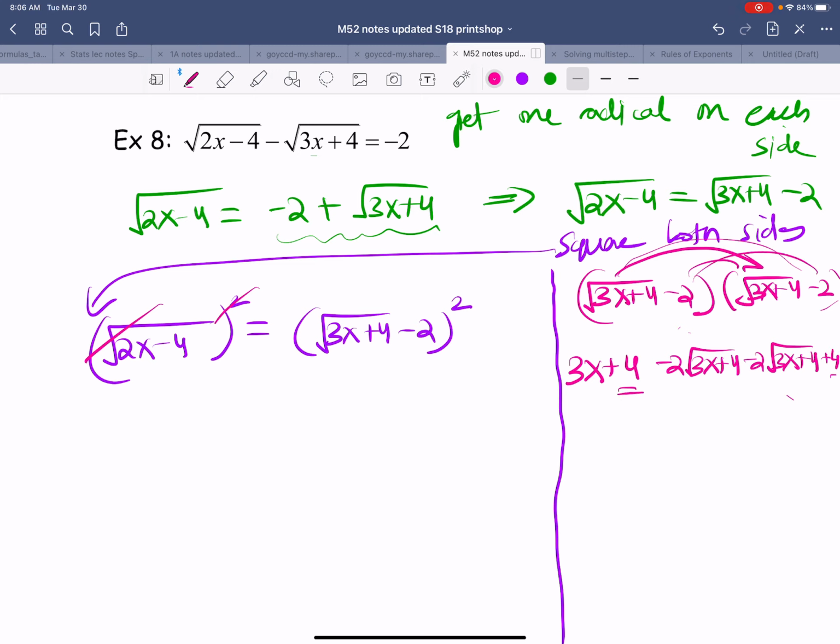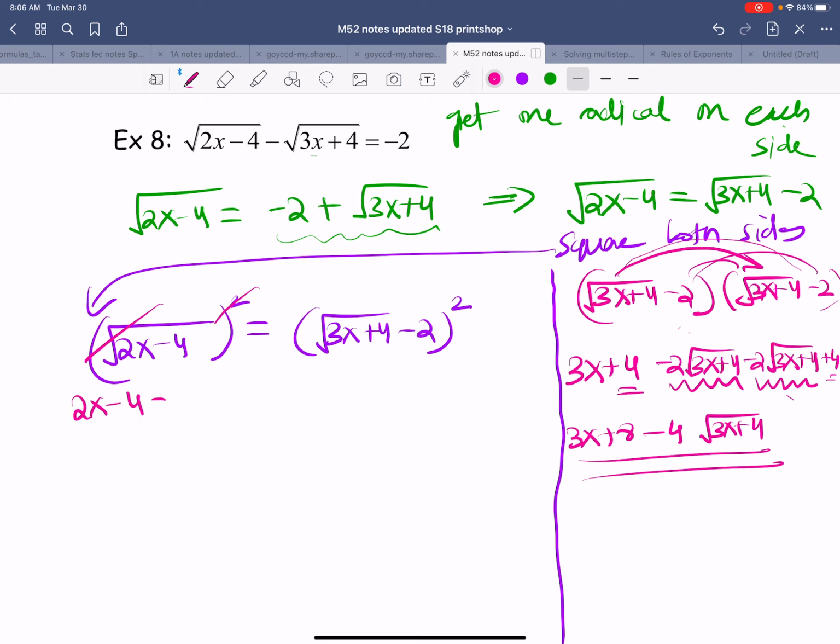Like terms we can combine here. So 3x plus 8, and these are also like terms that we can combine, minus 4 root 3x plus 4. So here's what we're left with, 3x plus 8 minus 4 root 3x plus 4. Okay, that's what my right hand side turns out to be. Left hand side is 2x minus 4. Right hand side is 3x plus 8 minus 4 square root of 3x plus 4.